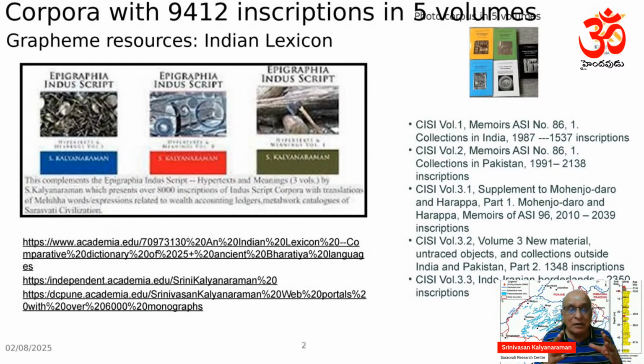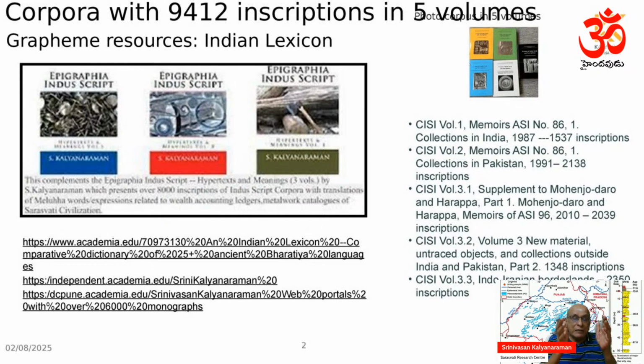Now, this covers something like about 9,412 inscriptions. This has been covered only in 5 volumes so far, which you can see printed. Photographic volumes, where the photographs have been taken. And the 6th volume is coming out. That may make the total number of inscriptions more than 10,000 in 6 volumes. 10,000 plus inscriptions is what we have to cover.